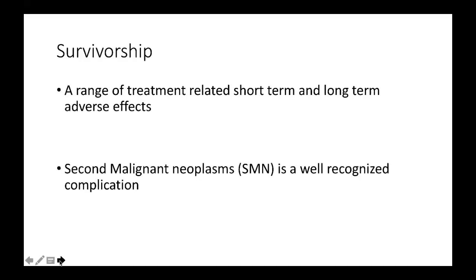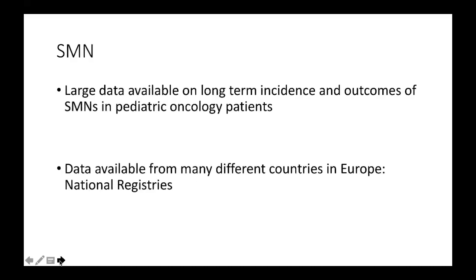As we all know as well, second malignant neoplasms, hereon called SMNs, are a well-recognized complication, and we do counsel our patients about them when we discuss side effects of chemotherapy. There are large data available on long-term incidence and outcomes of SMNs in pediatric cancer patients. Most of these data sets come from European countries, such as the Dutch registry, German data, or the Nordic registries.